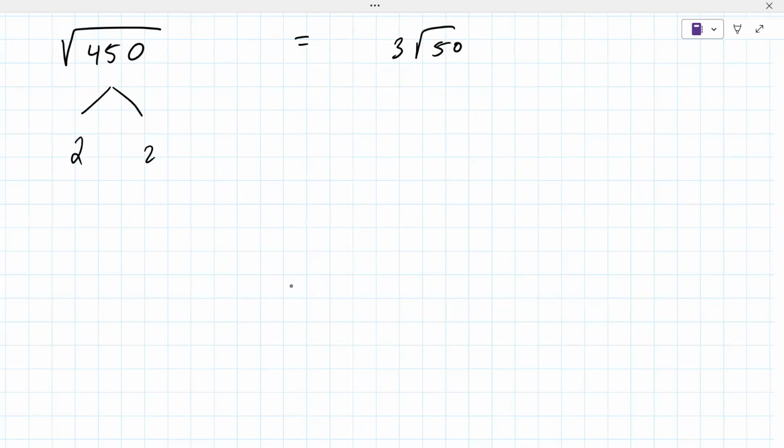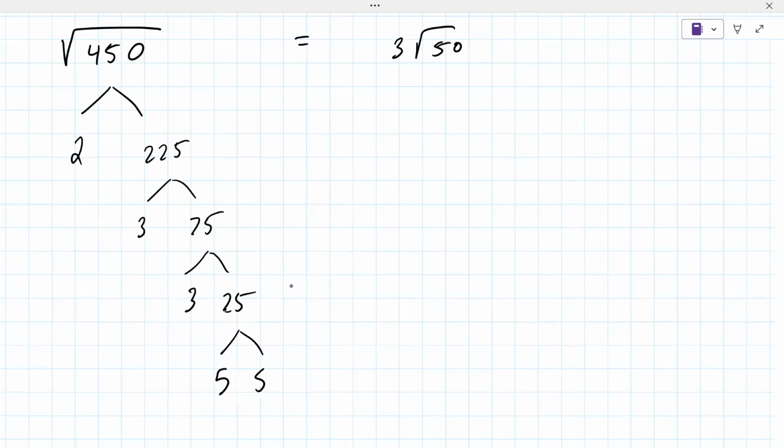225. Okay. And then what number did you use next? 375. Okay, that's good. Keep going. 325. Okay, that's good. And then 5 and 5. Okay. So to me, I got a blue sock, a green sock, a green sock, a red sock, and a red sock. Like what am I pairing up?